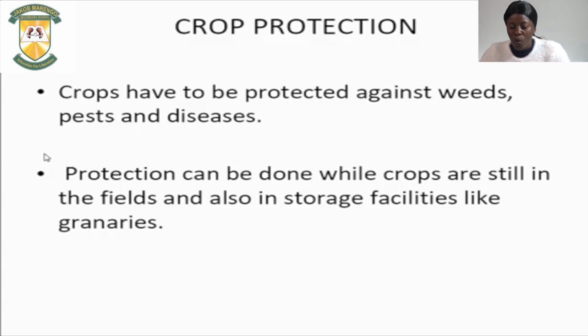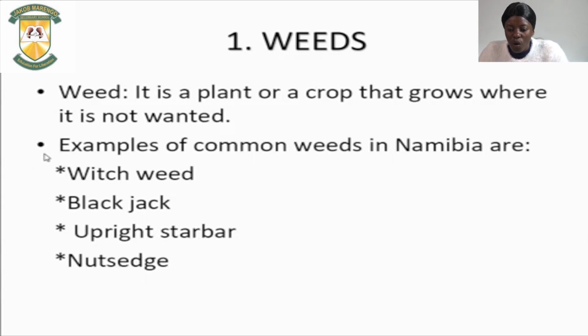The first way which we are going to look at is weeds. First, we are going to define a weed. A weed is a plant or a crop that grows where it is not wanted. We have got examples of common weeds which are found in Namibia. These include witchweed, blackjack, upright stubber, and the nutsedge.